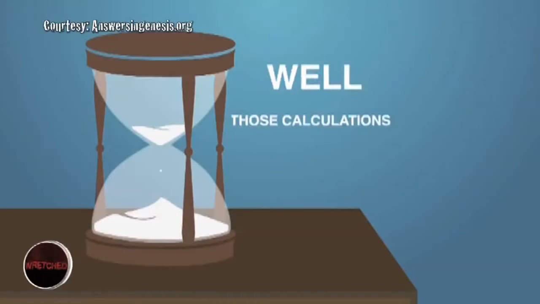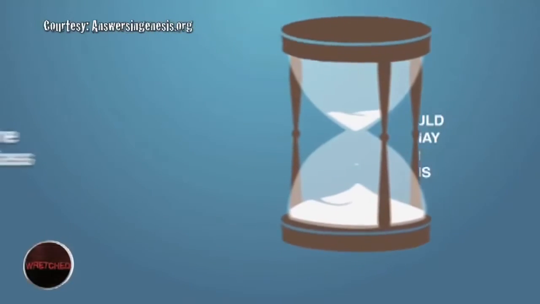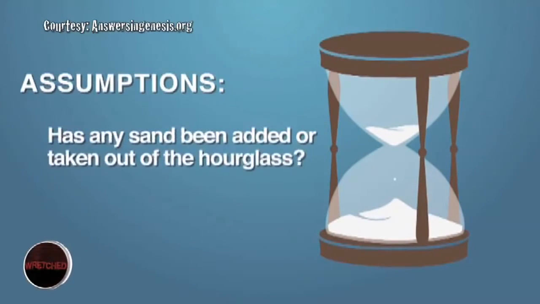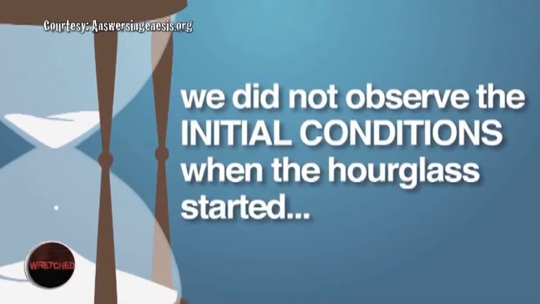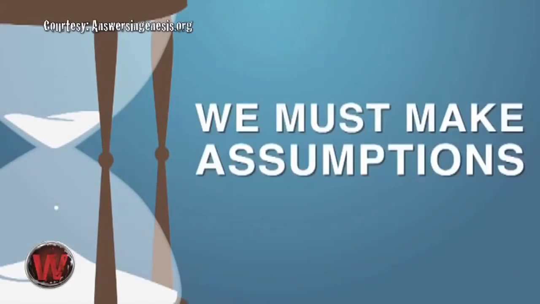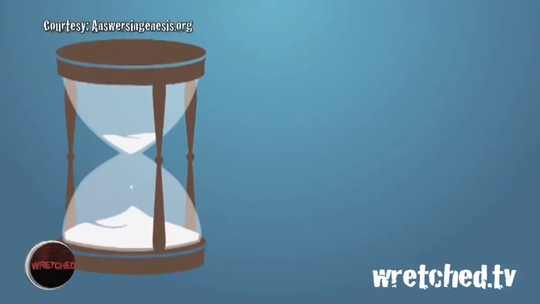Well, those calculations could be wrong, because we may have failed to consider some major assumptions. Like, was there any sand at the bottom when the hourglass was turned over? Has any sand been added or taken out of the hourglass? Has the sand always been falling at a constant rate? Since we did not observe the initial conditions when the hourglass started, and we haven't been watching the sand all the time since then, we must make assumptions. All three of those assumptions can affect our time calculations. Now, of course, there's more to understanding all of this, but enough said.